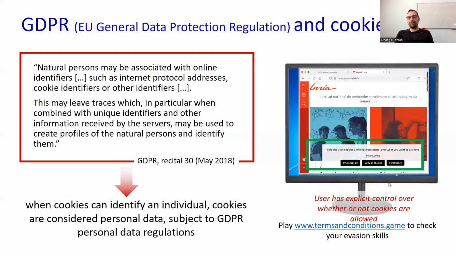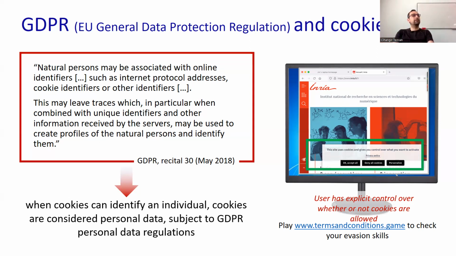So here's a cookie banner, as you can see. This is the good version, the example the book shows you. It says: this site uses cookies and gives you control over what you want to activate. Here are three options: accept all, deny all cookies, personalize. When you click personalize, they give you options for which cookies you prefer.